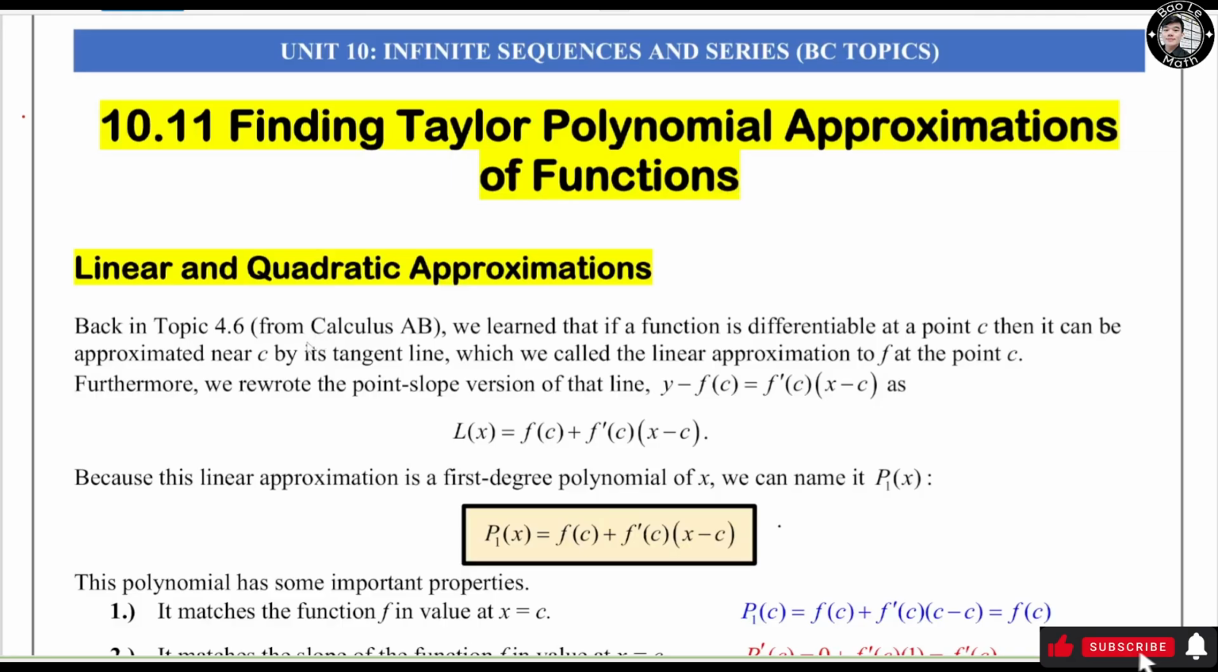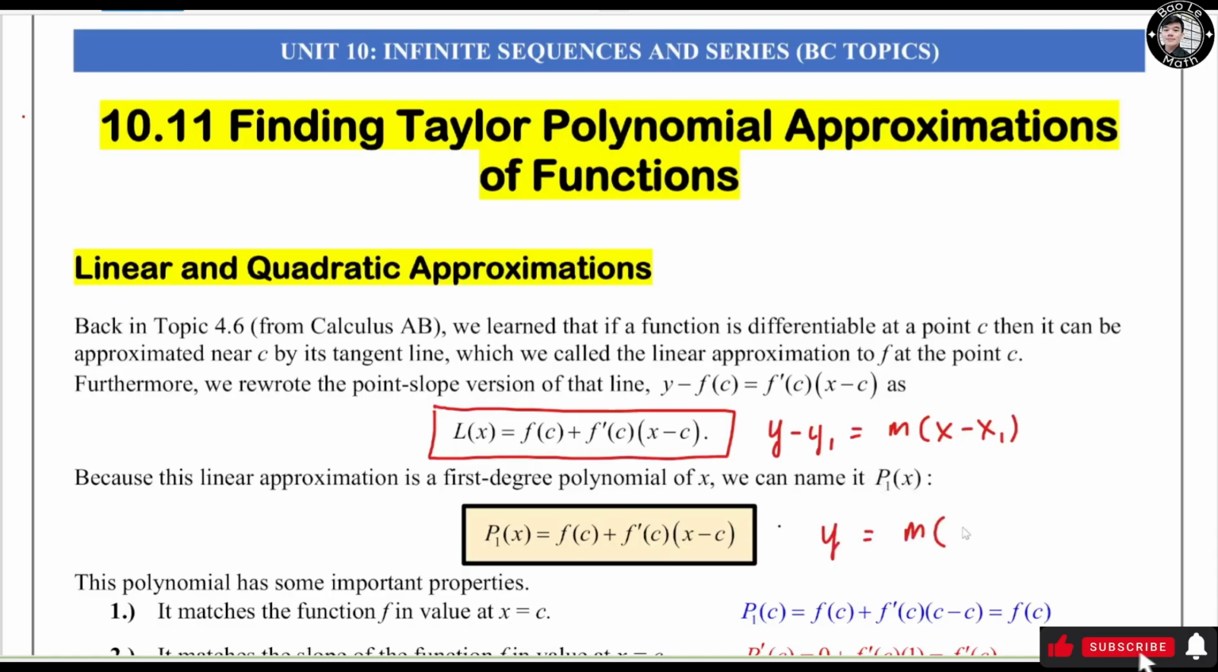In topic 4.7 we know that the linear approximation is given by this formula. This is actually the point-slope formula which you learned from Algebra 1: y minus y1 equals m times (x minus x1). So it's going to be y equals m times (x minus x1) plus y1. This one is y1, this one is m, this is x1.